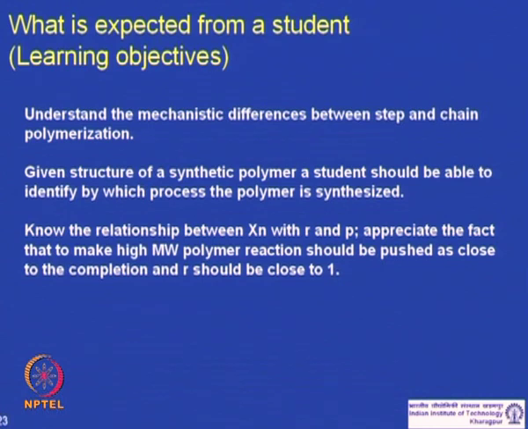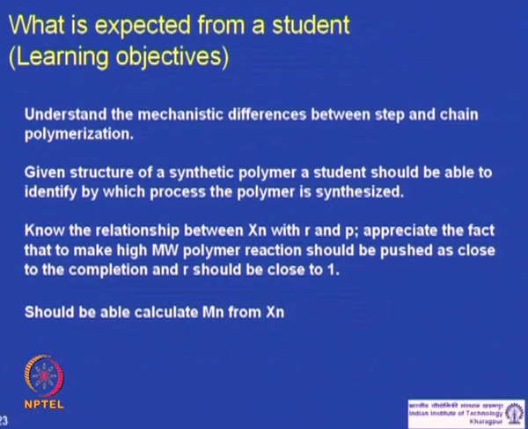You should know the relationship between x-bar, the number average degree of polymerization, with R, the stoichiometry ratio, and p, the conversion in a normal step polymerization process, by taking this Carothers equation. And you should also appreciate the fact that to make high molecular weight polymer, you should have a p value close to 1. So, you should push the reaction as much as possible, and also if you want to build a high molecular weight polymer, your R should be close to 1.